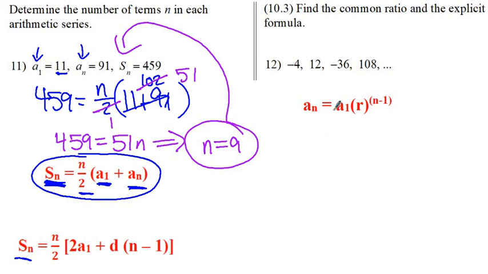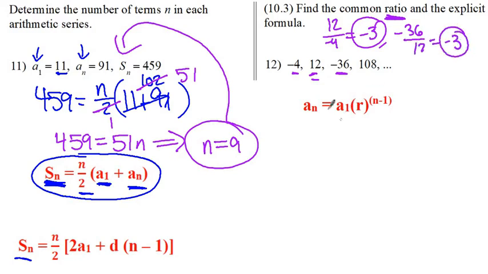All right, number 12 is now moving on to geometric sequences. And we know that it's geometric because instead of common difference, they're talking about common ratio. So all we have to do again is plug things in. So let's start with the common ratio. We can just take one term divided by the term before it. 12 divided by negative 4 is negative 3. Negative 36 divided by 12 is also negative 3, so clearly the common ratio is negative 3.